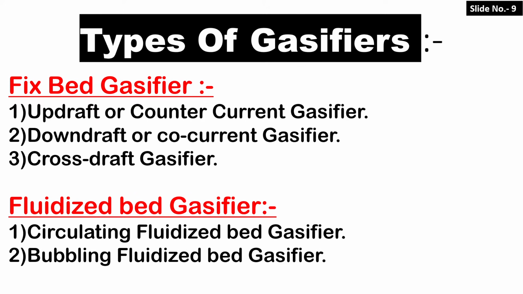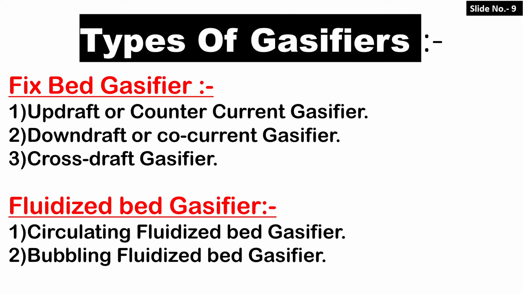Types of gasifier. There are two types of gasifier, fixed bed gasifier and fluidized bed gasifier. Fixed bed gasifier contains updraft, downdraft, and crossdraft gasifiers, whereas fluidized bed gasifier contains circulating fluidized bed gasifier and bubbling fluidized bed gasifier. Now I would be explaining all the types of gasifiers one by one.